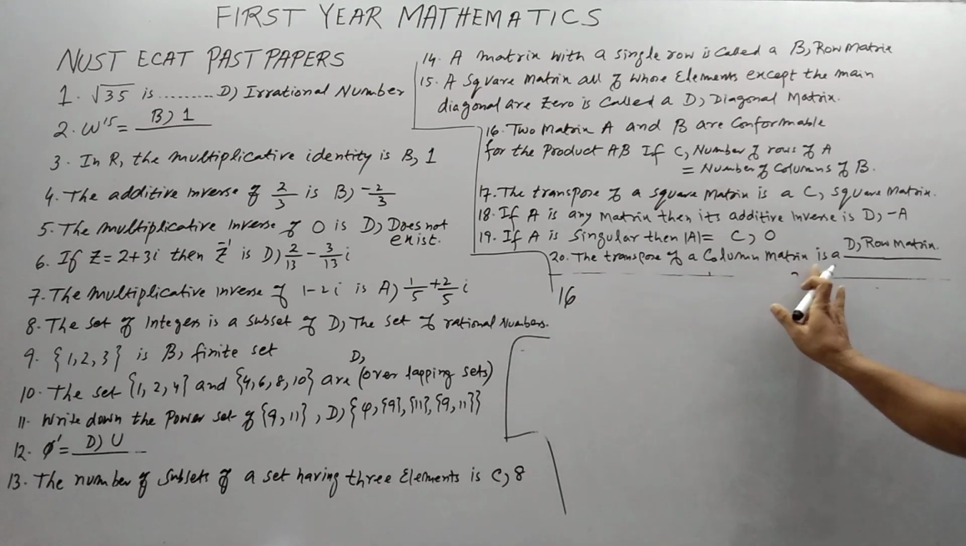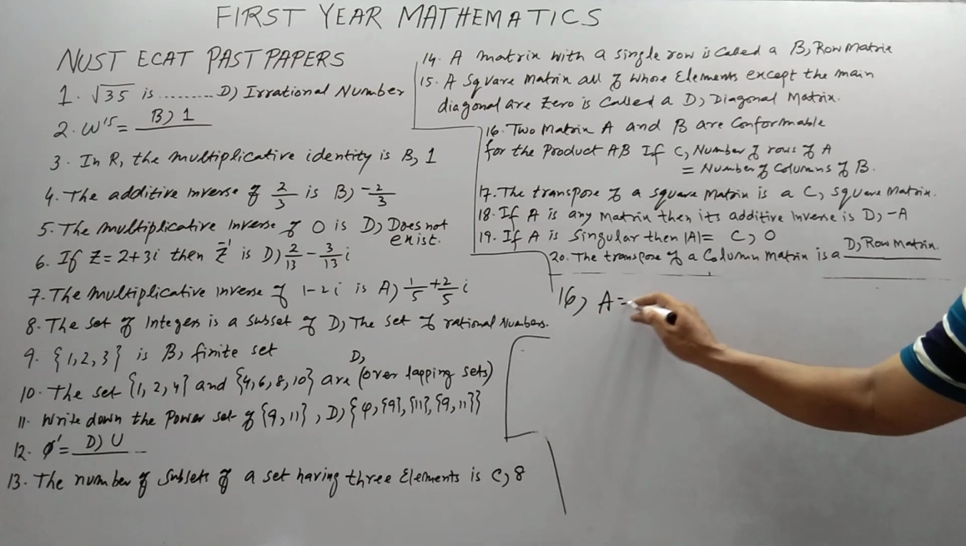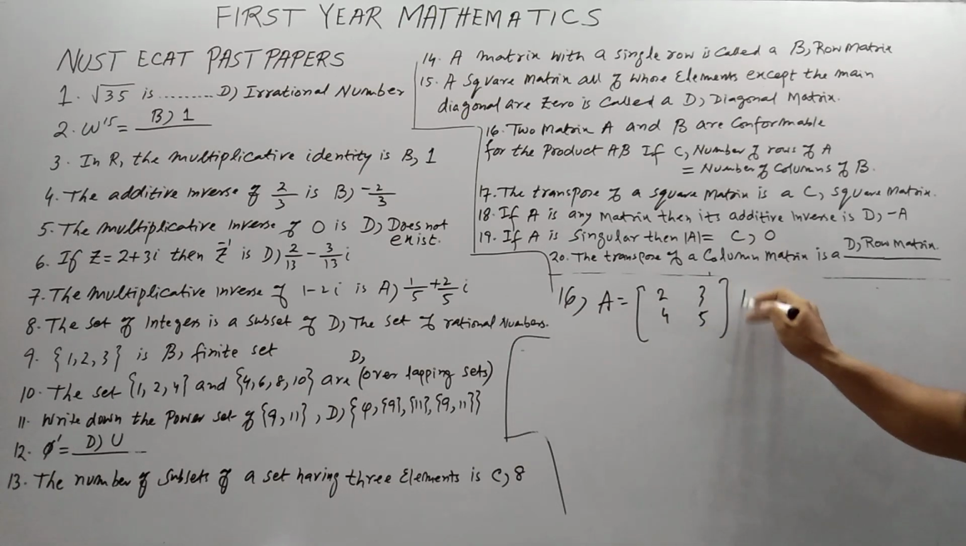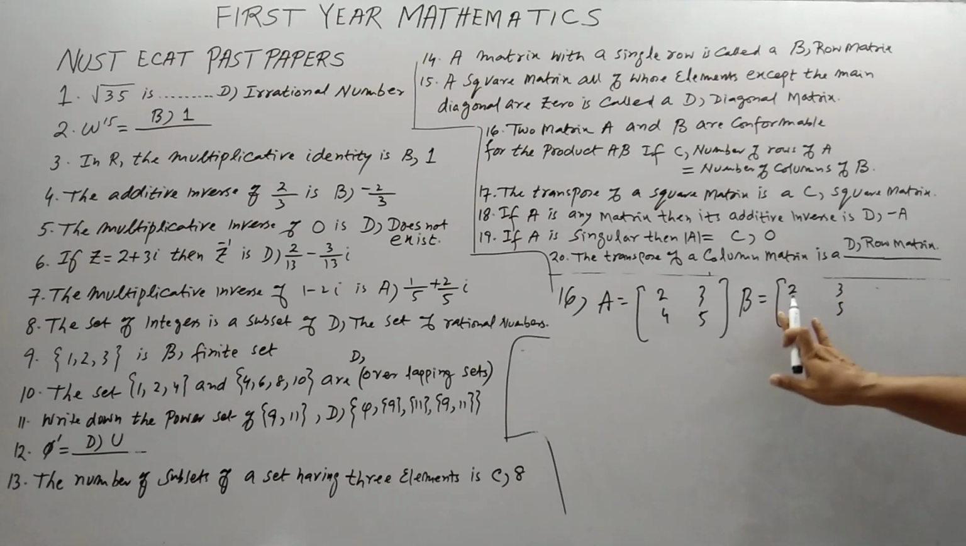Question number 16. Two matrices A and B are conformable for the product AB if dash dash dash, A, B, C, D. Students, I am taking two matrices, A as 2, 4, 3, 5, and I am taking B, for example, 2, 3, 4, 5, 6, 8.